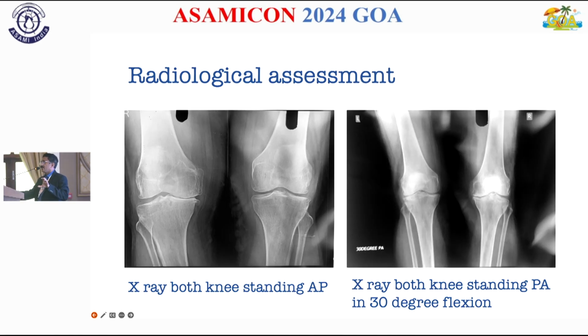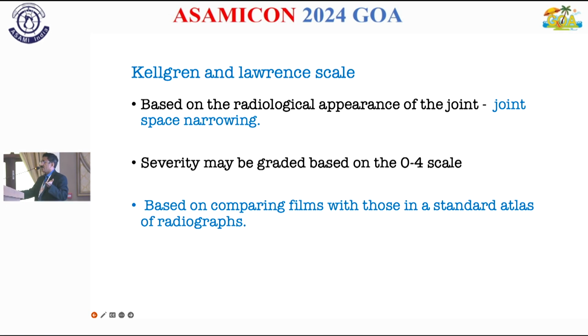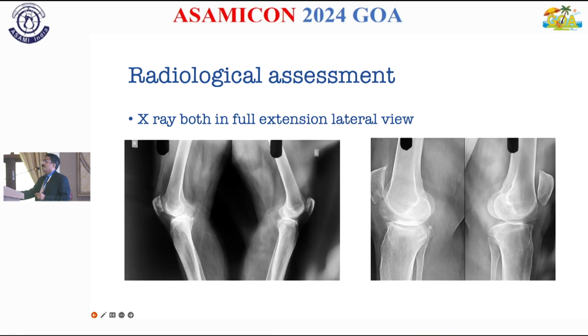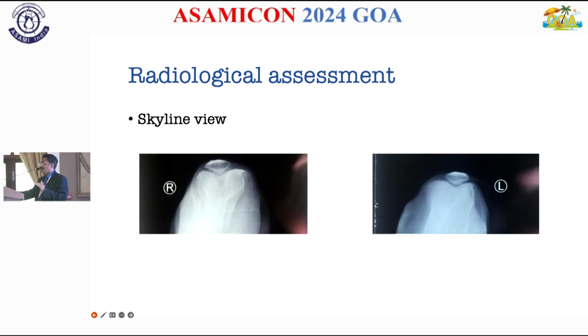In the investigation part, these are the X-rays you have to take. There is an X-ray in standing AP and an X-ray in standing PA in 30-degree flexion to assess the proper joint space. You must already know the Kellgren and Lawrence grading, that is 0 to 4, so that you can see what stage it is. Then you have to take the X-ray in full extension, lateral view, to assess whether any sagittal plane deformities are present, and whether patella maltracking is there or not.